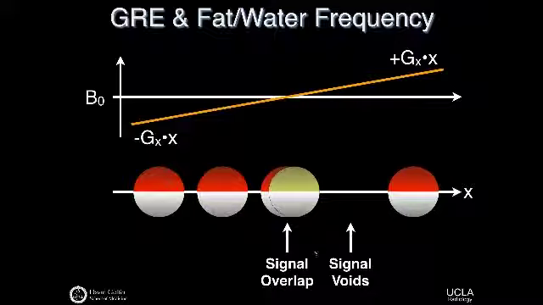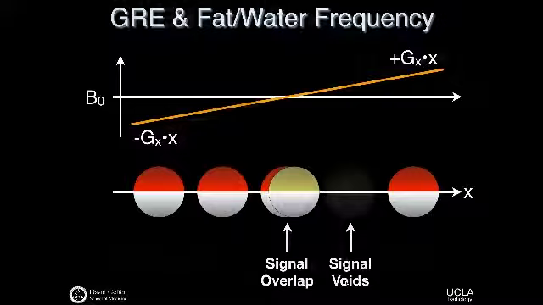So the consequence is that fat will chemically shift. In the spatial sense, it will shift. And it will give us a signal overlap as well as signal voids because the fat is moved away from its inherent position.